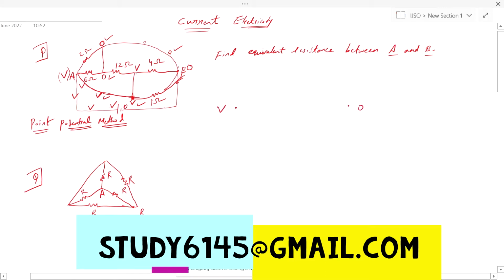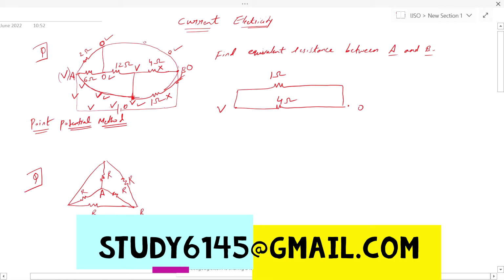Now let's simplify this. This is a 4 ohm resistor, it's in series. The 4 ohms. So this is done. Now the next one is this. This is also between V and 0. This is the second resistor, 1 ohm. So this is also done.